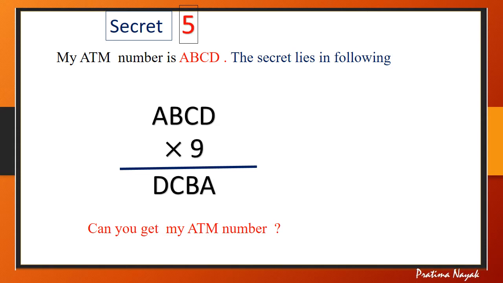Now my ATM number is ABCD. The secret lies in the following. ABCD multiplied by 9 is DCBA. See, the letters are changed, the numbers are changed. Can you get it? So pause the video and try to do it. It is very interesting and very challenging also. If you think yourself very good in mathematics, you must try it and find the answer yourself. And if it's not possible, I am there for you. At last we'll give the answer.